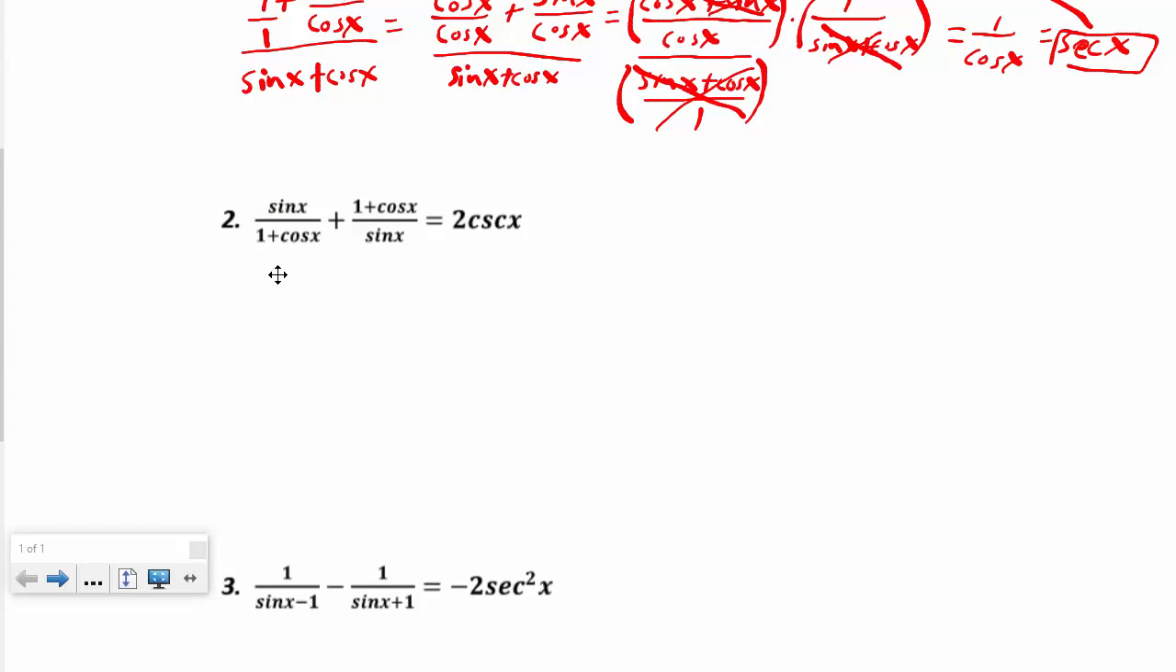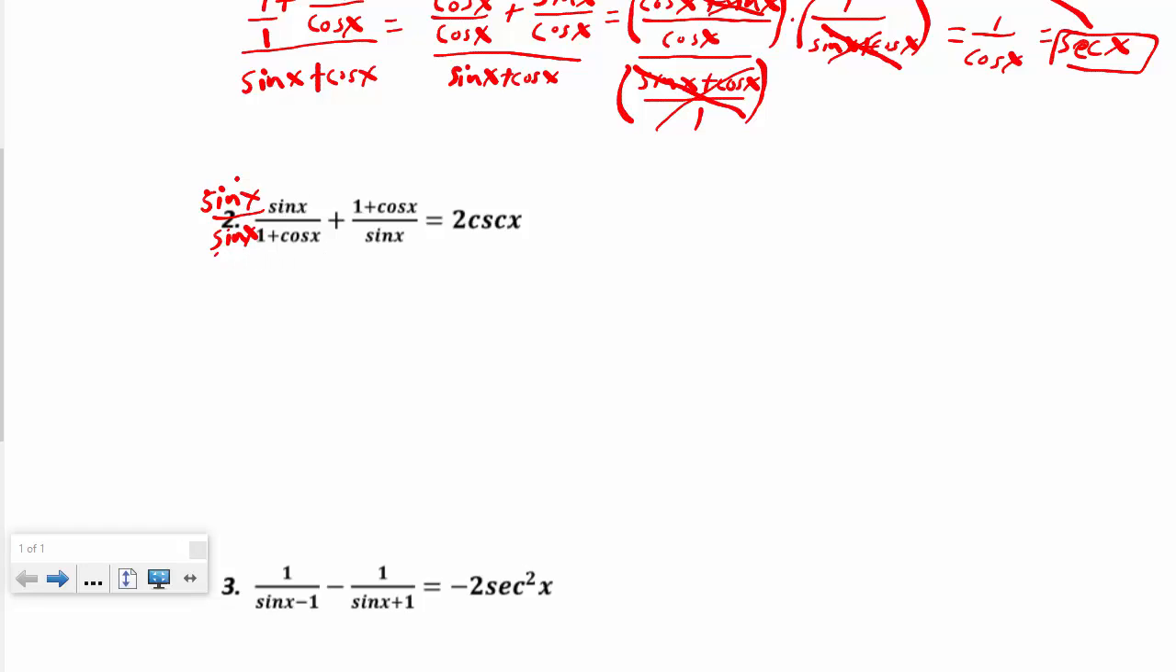So let's take a look at number 2. We're going to get a fraction. We're going to multiply the top and bottom by sine x, because what I need is a common denominator on the bottom. So this is what I'm going to do. I'm going to multiply this by sine x and this by sine x. I need this because it's going to give me a common denominator.